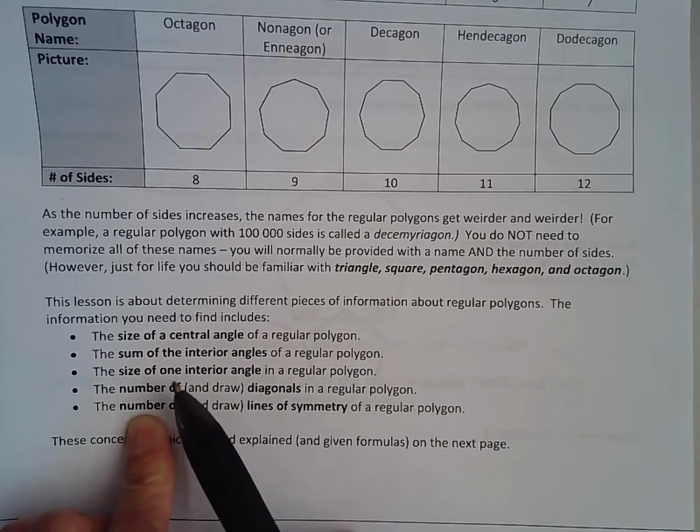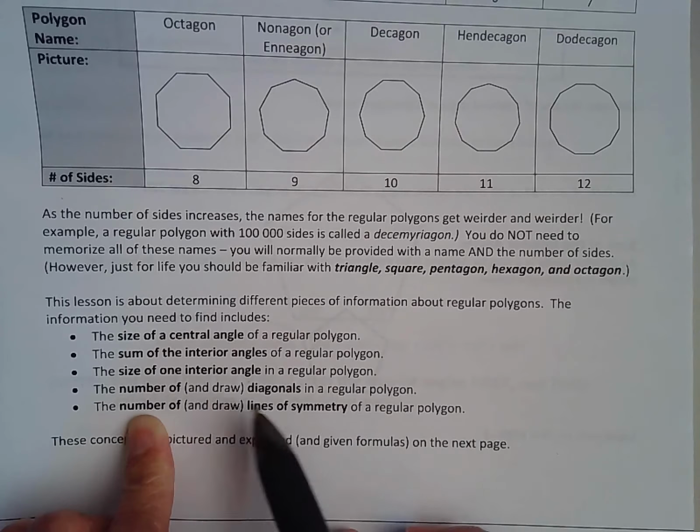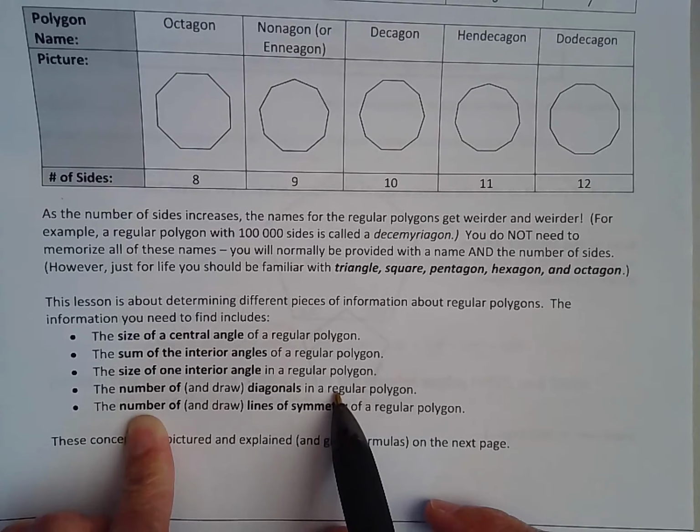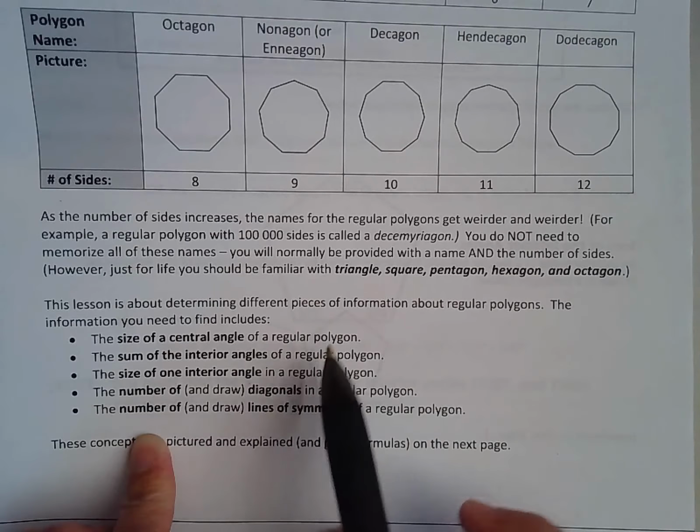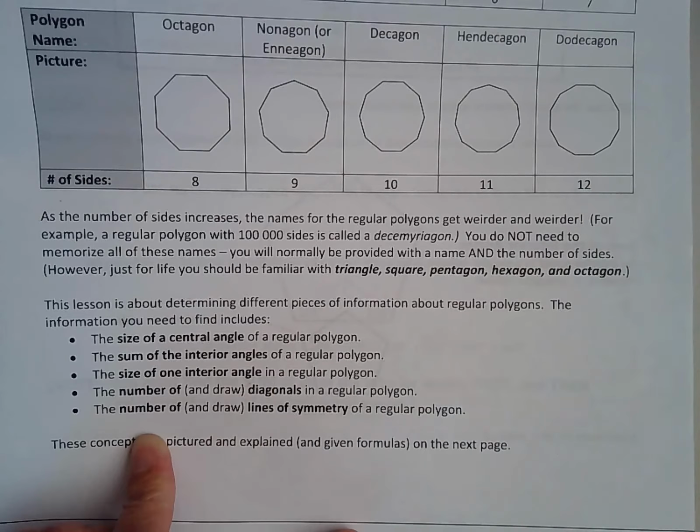Let's take a look at this one. Can we figure out how many, that means the number of, diagonals? And draw diagonals. We talked about diagonals. Can we figure out how many diagonals there are? And then can we draw all of them? Oh, this is going to be fun. And then the last one, number of, meaning how many are there?